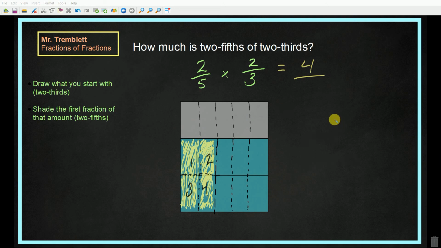There's 15 pieces this size in the full thing, not just the pieces that were shaded, because we're talking about this fraction of the whole thing. So our answer here is 4/15.